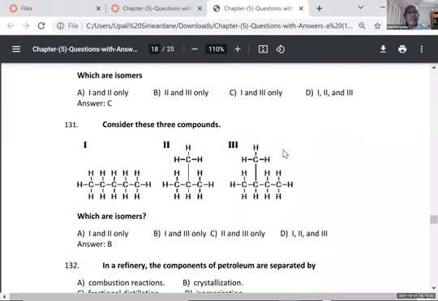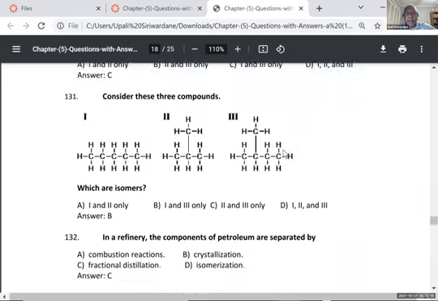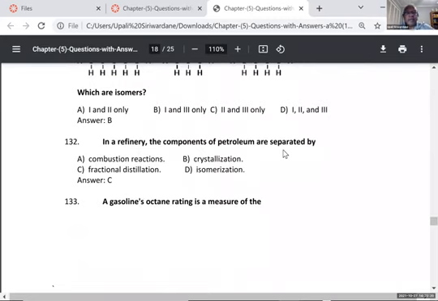When you consider these, number 131, isomers are again 1 and 3. The second one has fewer carbons than the other two. Isomers have the same formula, carbon number and hydrogen number, but different arrangement. In a refinery, the compounds of petroleum are separated by distillation, fractional distillation.